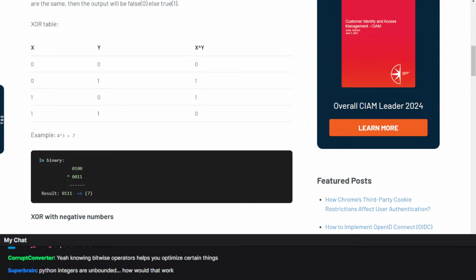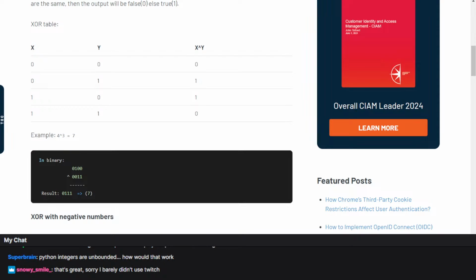Corrupt Converter says yeah, knowing bitwise operators helps you optimize certain things. That's right, like, what is this useful for? Like, how does this help you? I mean, I'm sure it's helpful, but I just can't figure out why you would... I'm sure it is. But wait, oh my god. I'd have to look at this table for a little while.